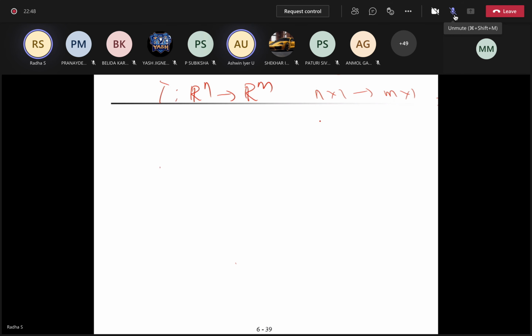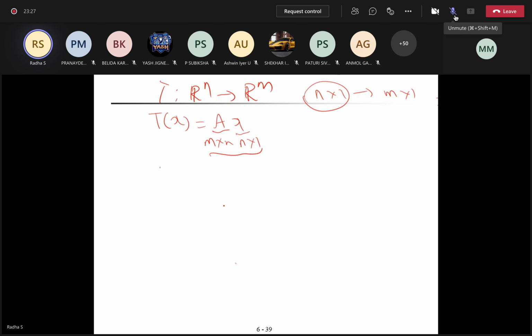I am taking an n by 1 vector to an m by 1 vector. What would be the linear transformation? It's a matrix. What will be the size of A? It is m cross n, multiplied by n cross 1, because this is m cross n and this is n cross 1. So finally you'll get m cross 1. So T of x is Ax.